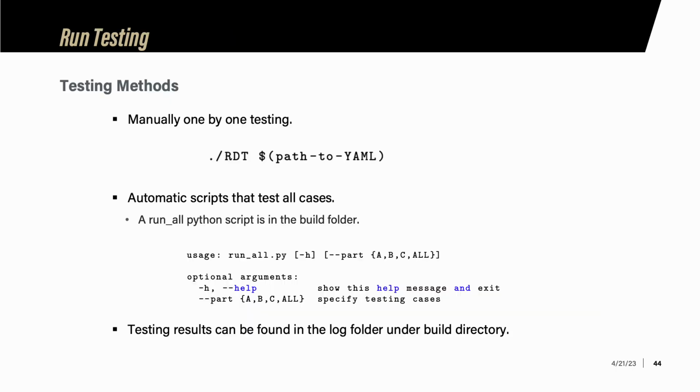There are two ways to test the code. The first way is easy to play with. Just run the program and use the YAML configuration file as input. A more scalable way to test the cases is to run the run all Python script. It can run all the testing cases for all parts, individually or all together. The result is saved in the corresponding log folder.